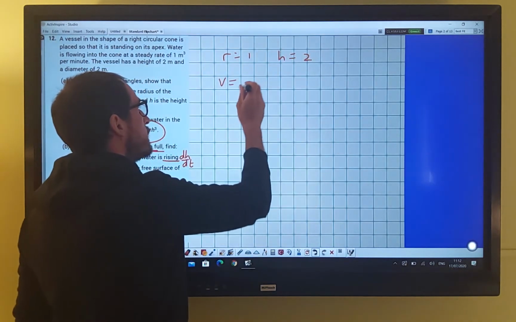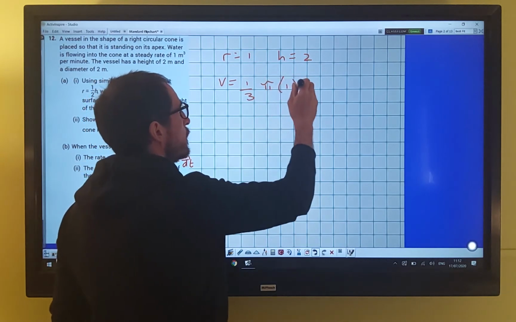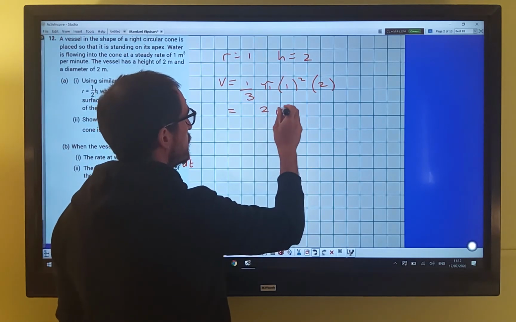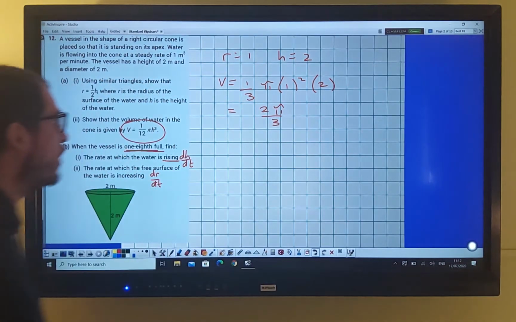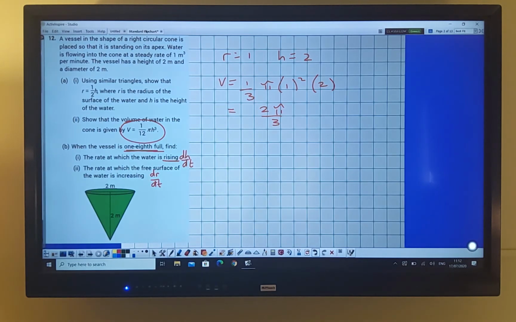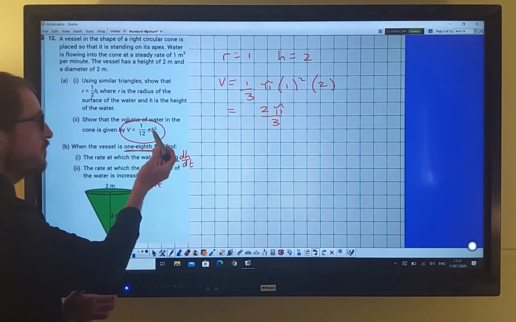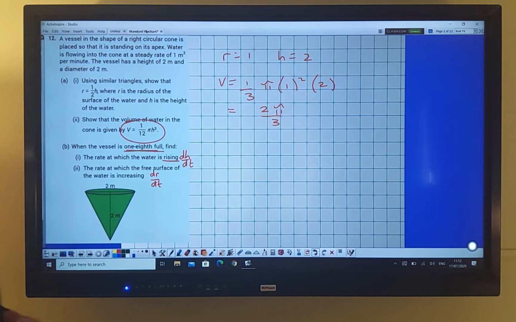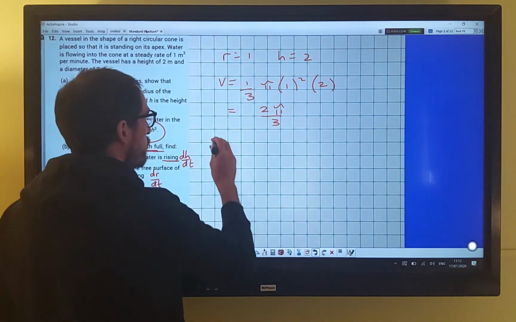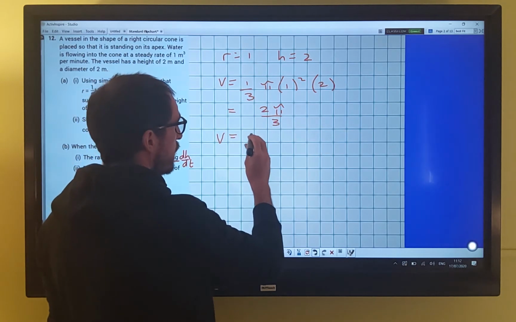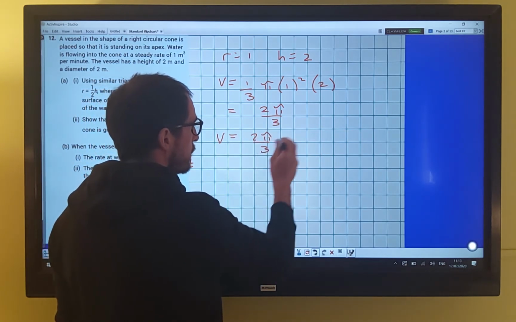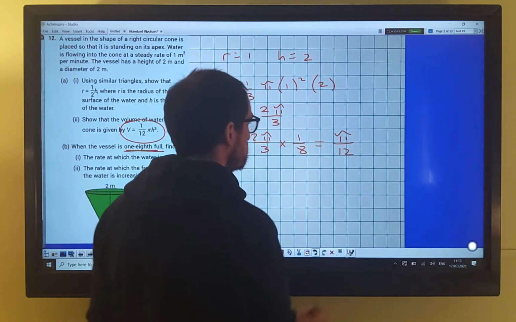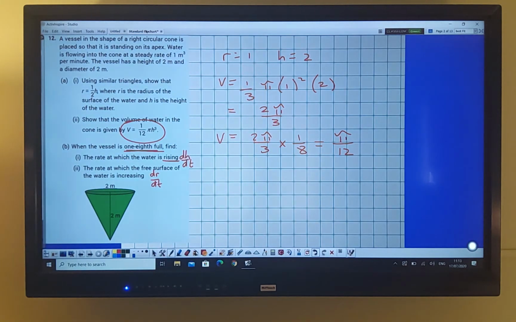So the volume is equal to 1/3 pi r squared times height. So it's equal to 2 pi over 3. That's the volume of that. Okay? So that's what our volume is. And even if you put that into this formula here, 2 cubed is 8, 8 over 12 is 2/3. Alright? Now, when it's 1/8 full, okay? So the volume when it's 1/8 full is going to be 2 pi over 3 times 1 over 8, which is equal to pi over 12. Okay, so it's pi over 12.